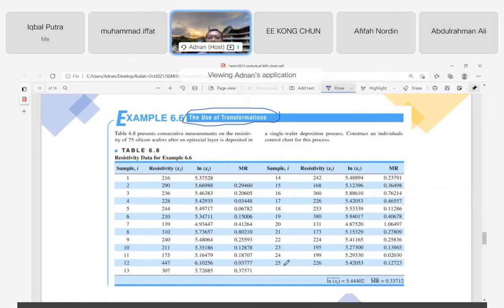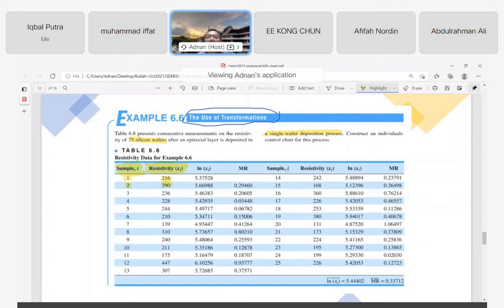In this case, we have 25 samples here. Resistivity is just a measure of a parameter. In this case it is a measurement of resistivity of 25 silicon wafers. A wafer in electronics, so they are measuring the value of resistivity of a single wafer deposition process. So individually measured. Sample 1, one unit got 216. Sample 2 got 290, and so on.